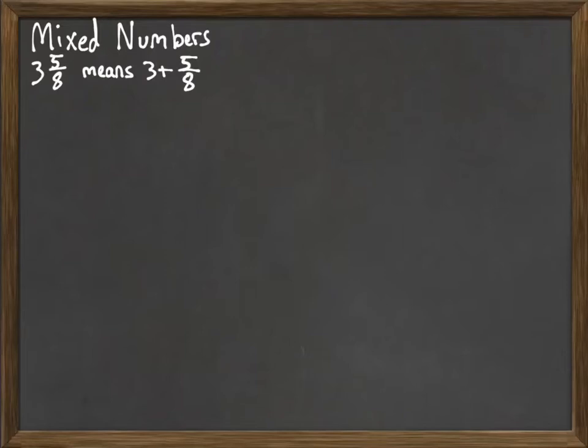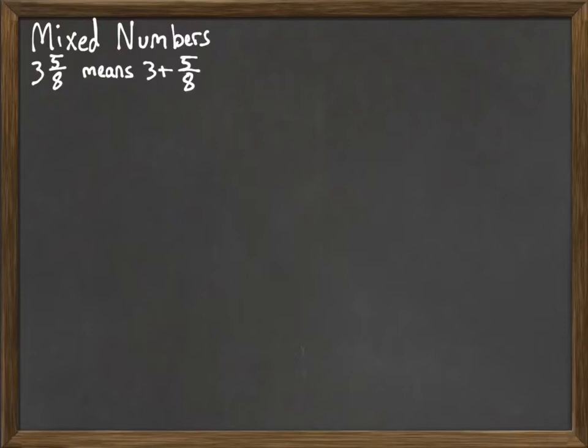We typically write a mixed number as a whole number, 3, next to a fraction, 5/8. What that really means, though, is 3 plus 5/8. And that's kind of going to govern how we work with fractions. It's really an addition problem.